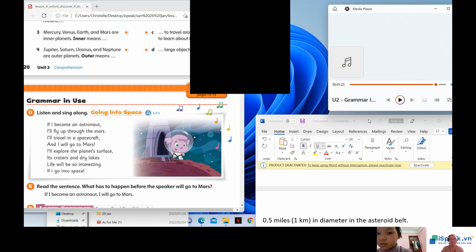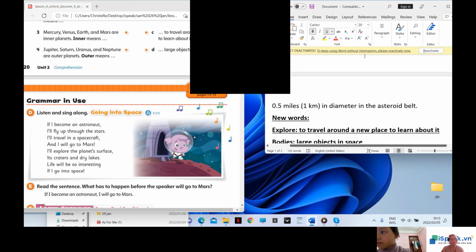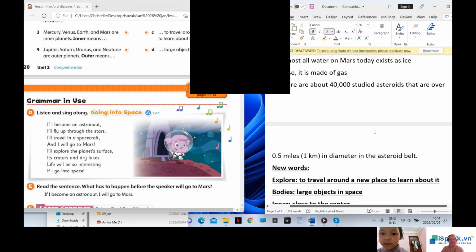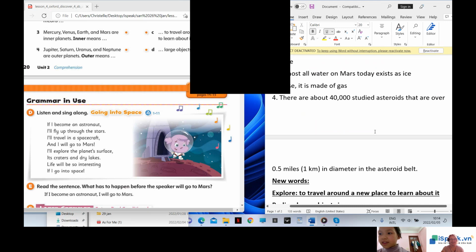Good. So can you read the song for me, please? If I become an astronaut, I'll fly up through the stars. I'll travel in a spacecraft, and I will go to Mars. I'll explore the planet's surface, its craters and dry lakes. Life will be so interesting if I will go into space.